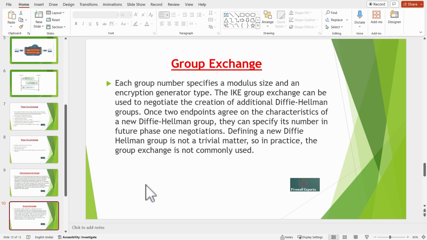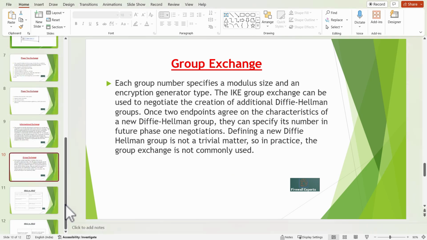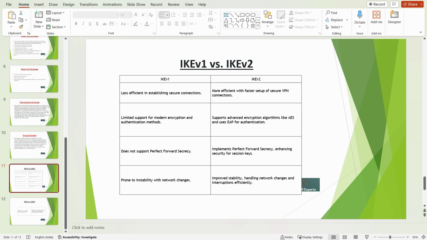I have included this for additional knowledge. There is another version of IKE known as IKE version 2. I have taken the major differences between IKE version 1 and IKE version 2. What are the differences? IKE version 1 is less efficient in establishing the secure connection. However, IKEv2 is more efficient and sets up the secure VPN connection faster.